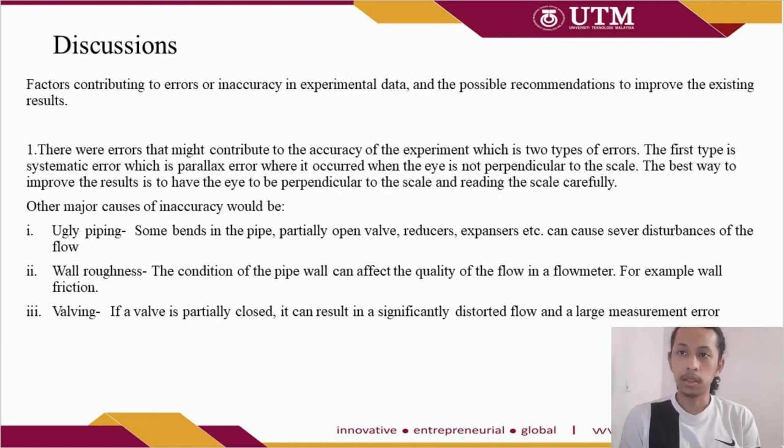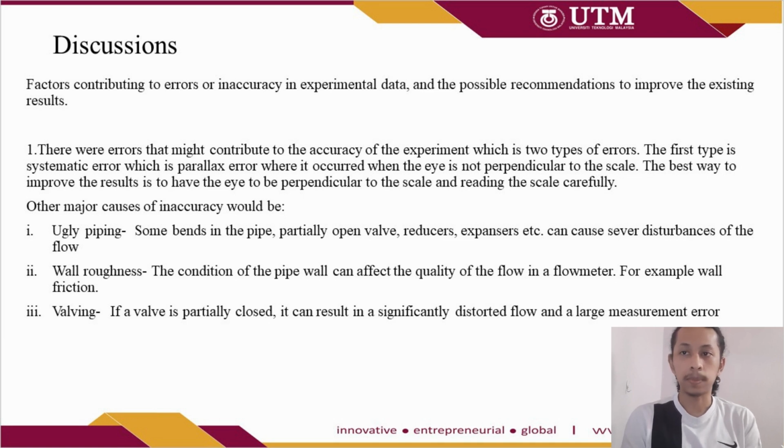For the discussion part, the factors contributing to errors or inaccuracy in the experiment data and the possible recommendations to improve the existing results. There were errors that might affect the accuracy of the experiment. The first type of error is systematic error, which is parallax error, where it occurs when the eye is not perpendicular to the scale, which causes it to be read wrongly. The best way to improve the result is to have the eye perpendicular to the scale and read the scale carefully.